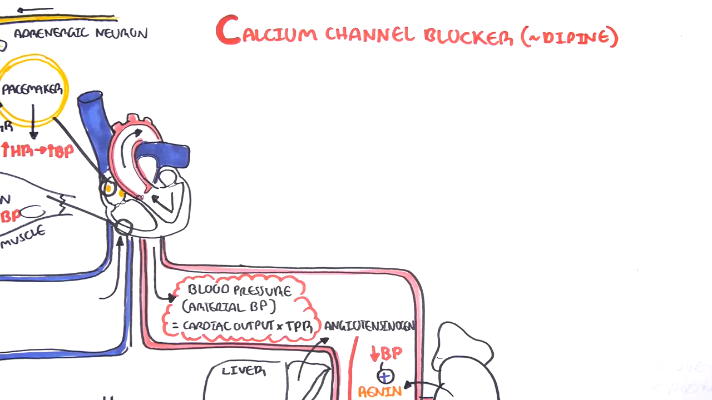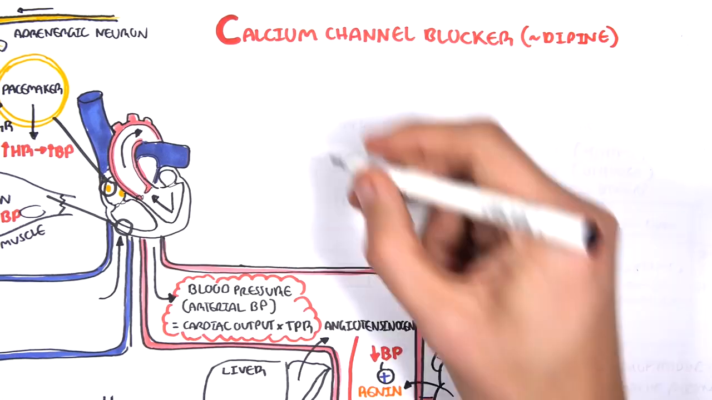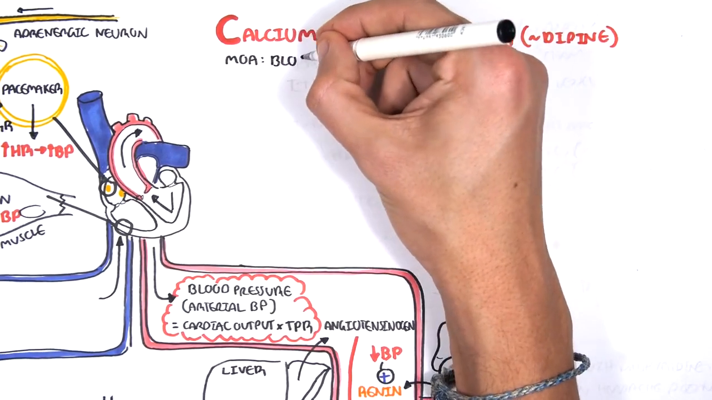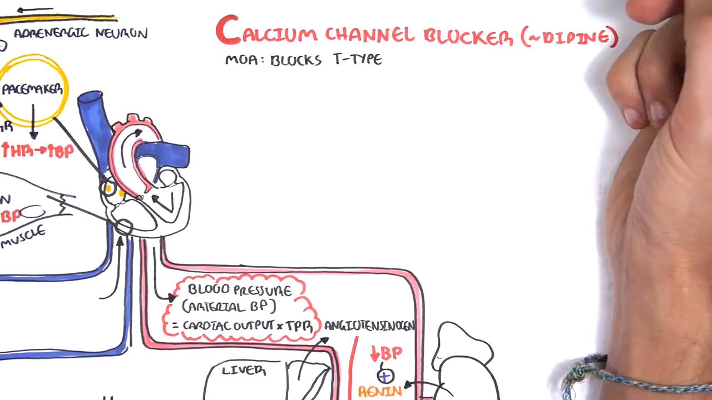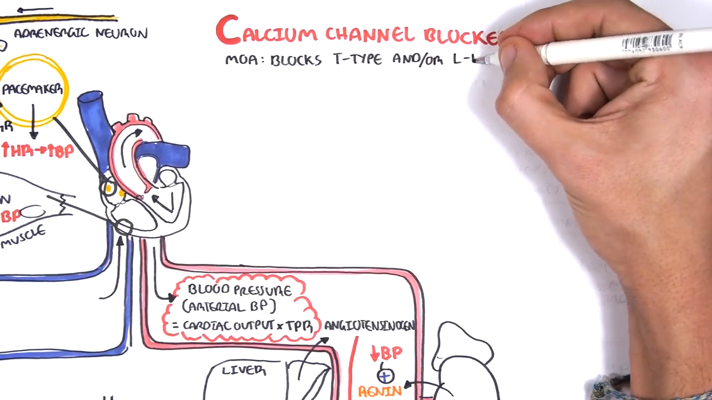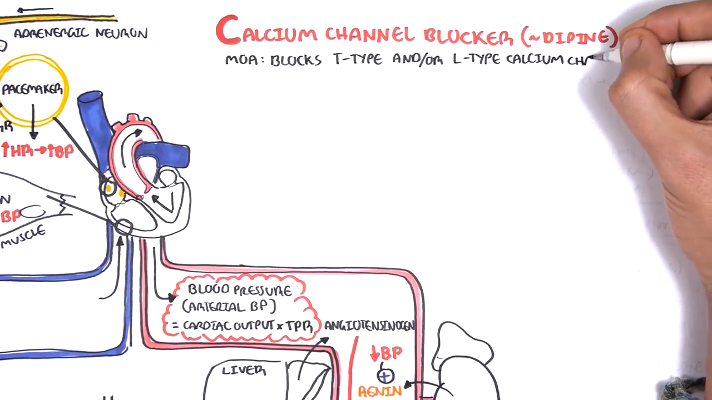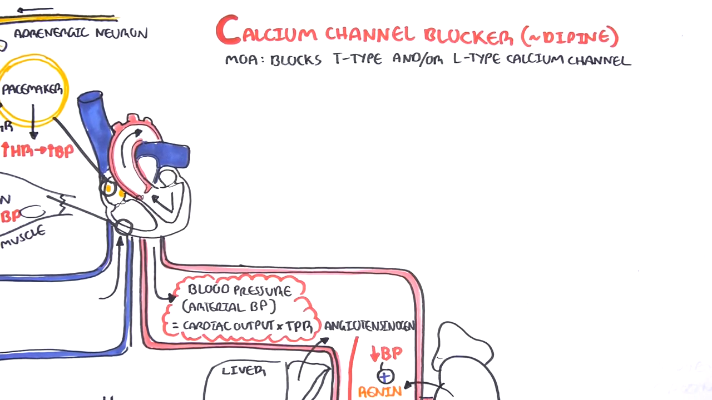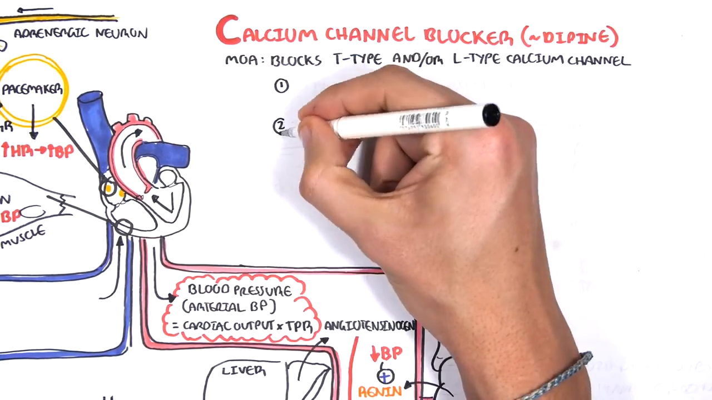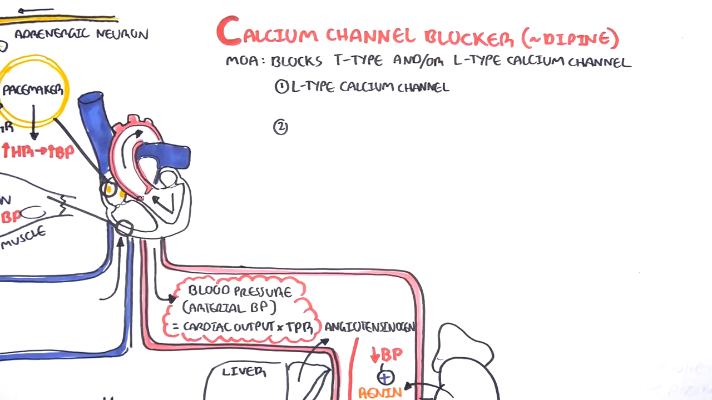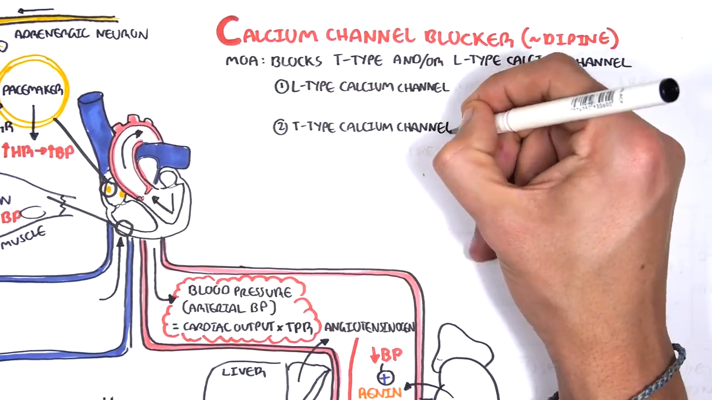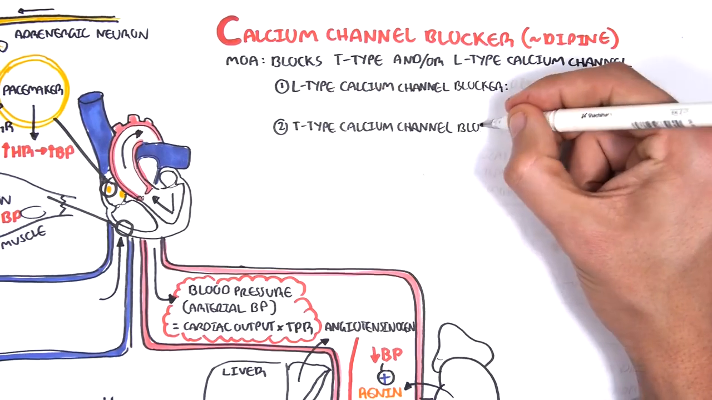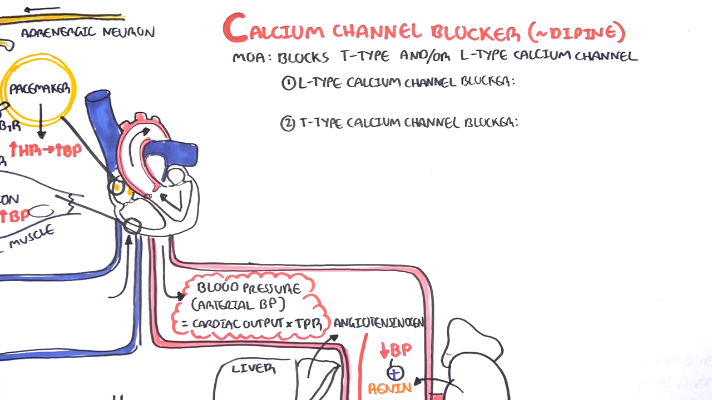There are two main calcium channels we will talk about, and these are the T-type calcium channels and the L-type calcium channels. What these drugs do is that, as the name suggests, they block calcium channels. More specifically, they block T-type calcium channels and or L-type calcium channels. So there are L-type calcium channel blockers or T-type calcium channel blockers or both. And it's important to know this because these channels are found in different parts of our body.